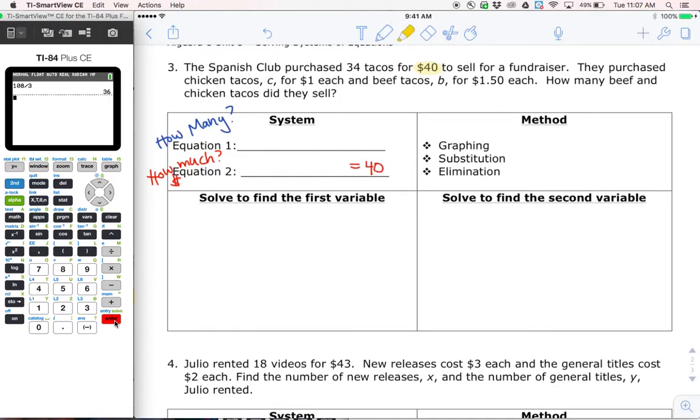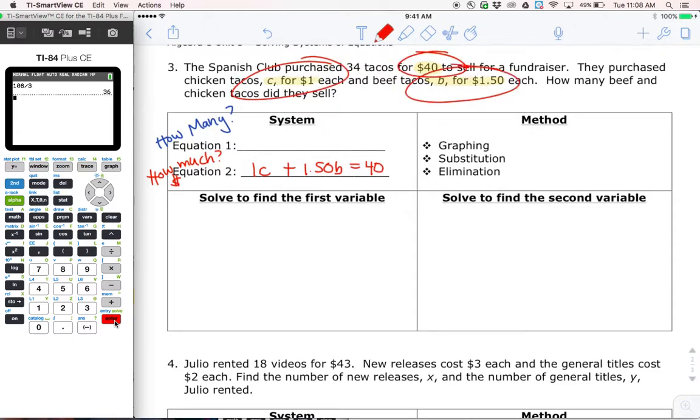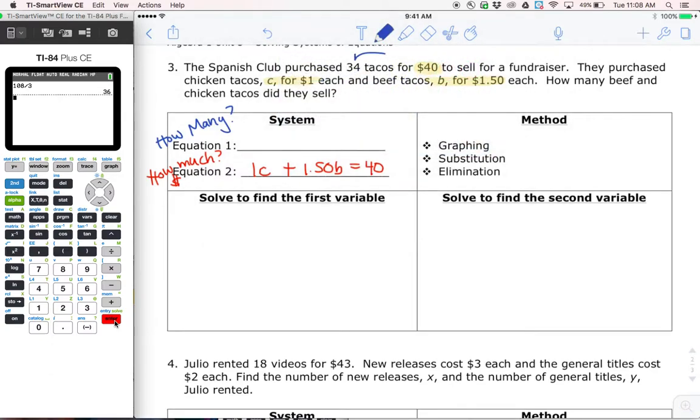And I have, let's see here, chicken tacos for $1. So I'm going to write 1C plus, let's see here, beef tacos for $1.50 each. So 1.50B. So I got all my money together, right guys? Money, money, money. We got all three of those things together, which means the only other number I have to use is this 34. And that's how many tacos I sold altogether, 34 tacos. And we don't know how many of each kind, we just know that all the chicken tacos plus all the beef tacos was 34 tacos total, right? How many and how much? Those are my two equations.